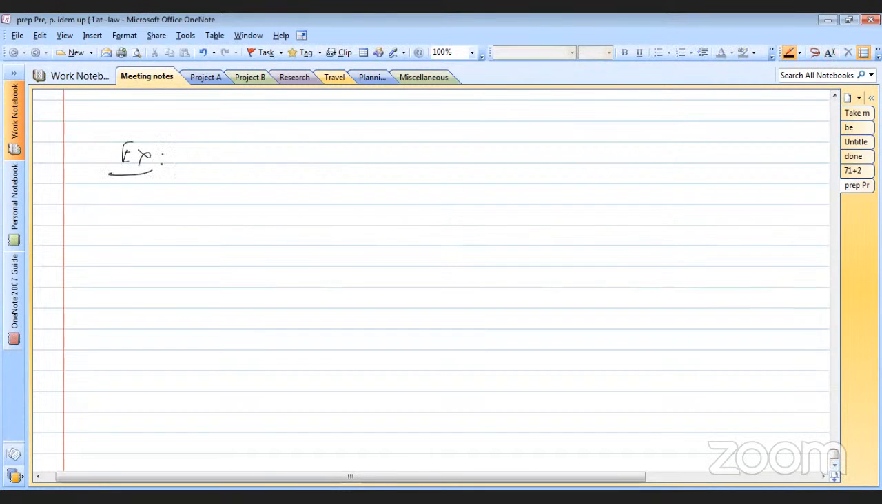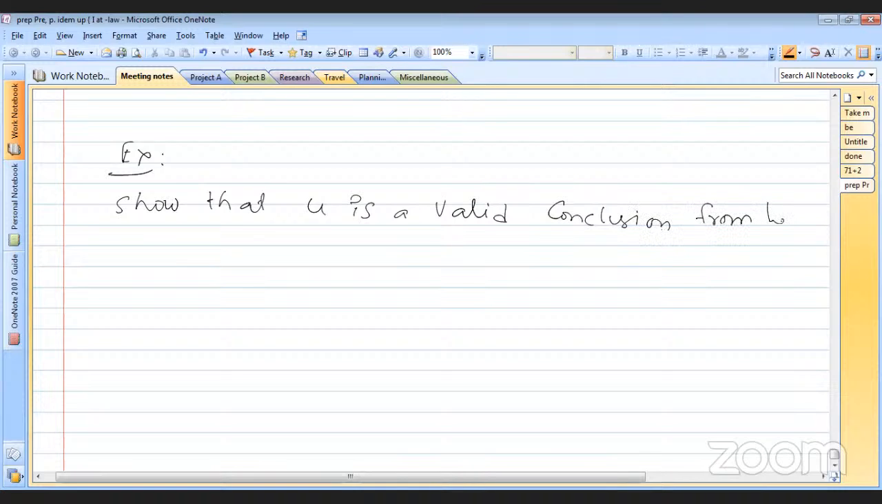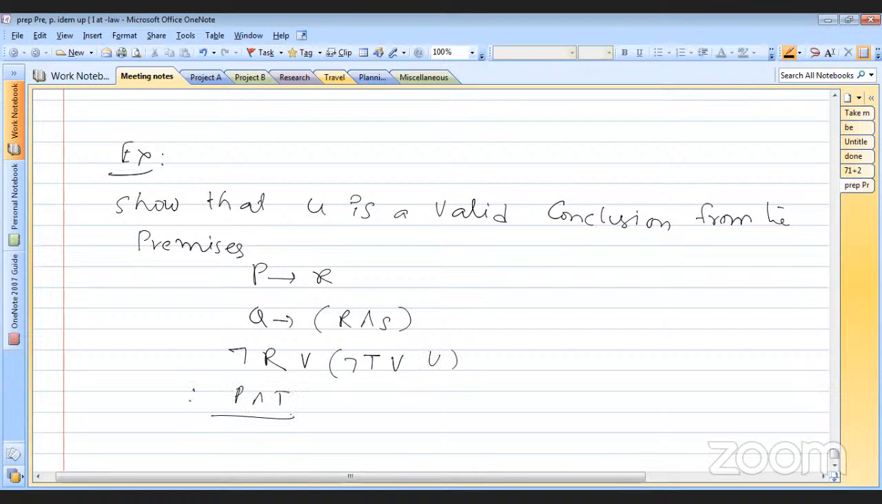An example we can take here. Show that U is a valid conclusion from the premises: P implies Q, Q implies R and S, negation of R or negation of T or U, P and T. That is, we can take from the above conditions that is U. So we can take the solution here.